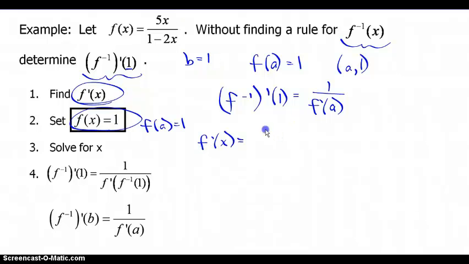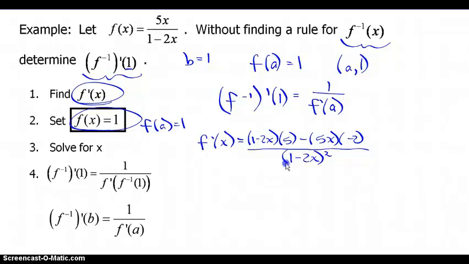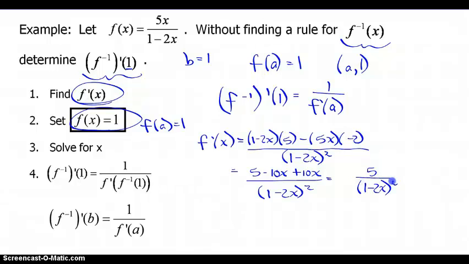This is a quotient, so it's going to require the quotient rule. That's bottom d top minus top d bottom all over bottom quantity squared. We could clean that up a little bit. That's 5 minus 10x plus 10x over the quantity 1 minus 2x squared. So all cleaned up, our derivative function in x is 5 over the quantity 1 minus 2x squared.